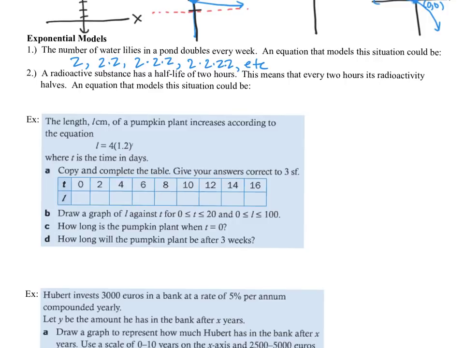So this would be 2 to the first, 2 to the second, 2 to the third, 2 to the fourth, etc. So one equation that could model the situation would be y equals 2 to the x. Okay, now compare that to the next scenario. Here we have a radioactive substance that has a half-life of 2 hours. What that means is that every 2 hours its radioactivity halves. So an equation that models this situation.